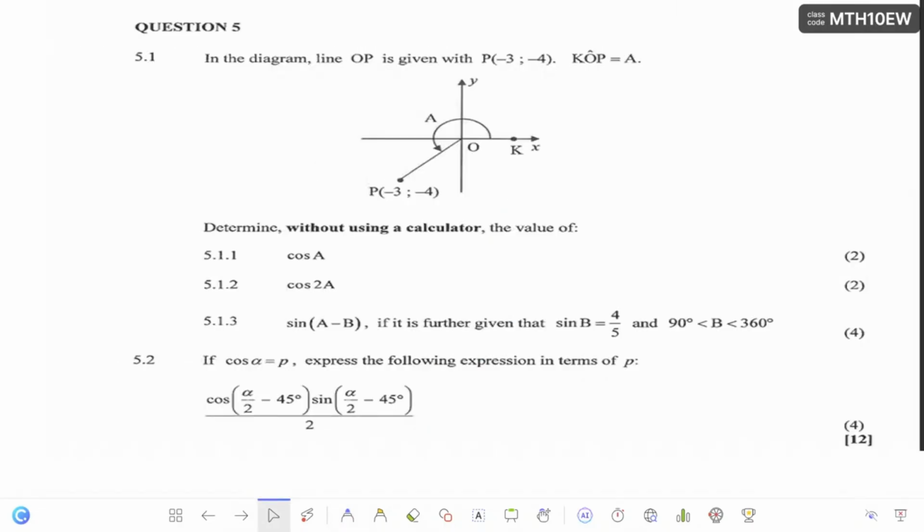So question 5, trigonometry. They said in the diagram, line OP is given with P (-3, -4), and angle KOP is equal to A. They're saying determine without using a calculator the value of cos A.